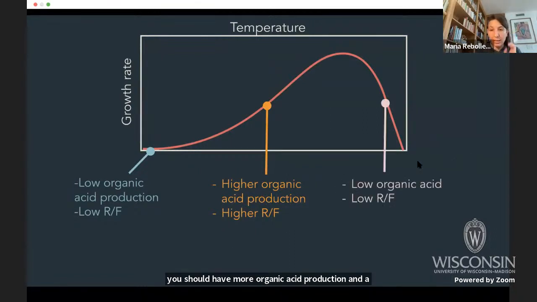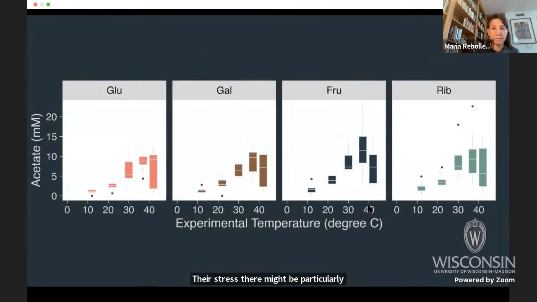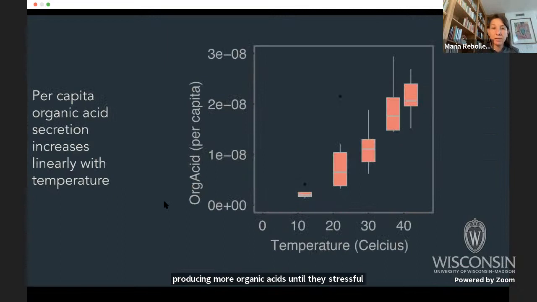And at very high temperatures, we didn't know. On the one hand, we have less growth, so maybe less organic acid production. On the other hand, they're dying, they're stressed, they might be particularly inefficient and produce high organic acids. And so what we saw, in the different sugars that we tried, is that as temperature increases, our fermenters are producing more organic acids, until very stressful temperatures where they go all over the place. And when we divide by the number of cells, the per capita organic acid secretion increases more or less linearly with temperature.